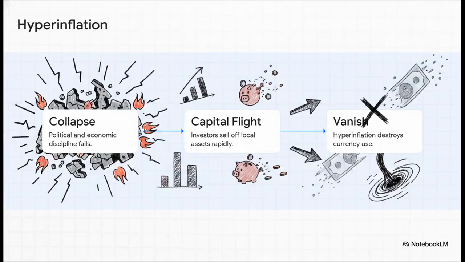But when that bedrock cracks, man, the results are catastrophic. Look at Zimbabwe in the 2000s. Step 1, you see a total collapse of political and economic discipline. This instability immediately triggers Step 2, which is massive capital flight and severe hyperinflation. I mean, it got to a point where the government was printing $100 trillion notes just so people could buy a loaf of bread. Literally. And then finally, Step 3, the inflation gets so absurd that the national currency essentially just vanishes from daily use.